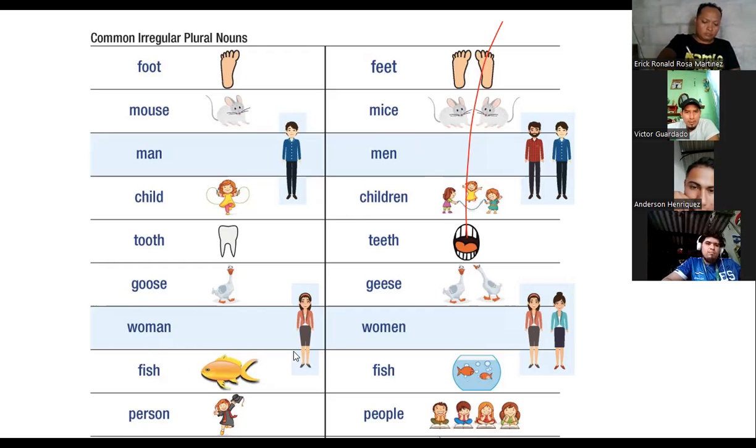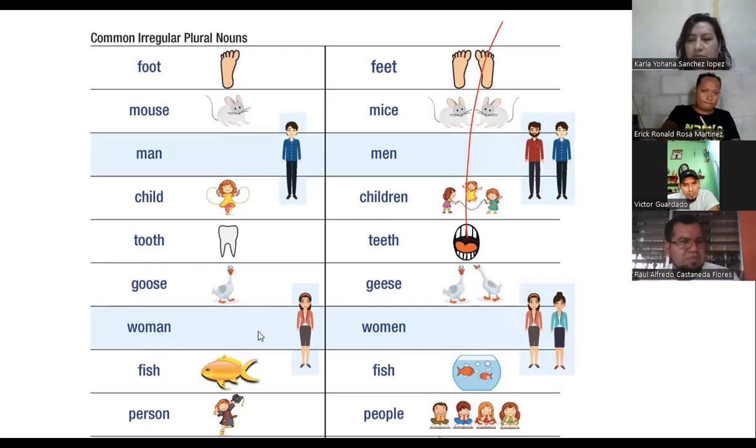Mujer también pasa igual que con hombres, woman. Lo podemos relacionar con Wonder Woman. Y en plural tiene una pronunciación bien peculiar, es women. Women. A ver, otra más, woman, women, es importante que sepan.